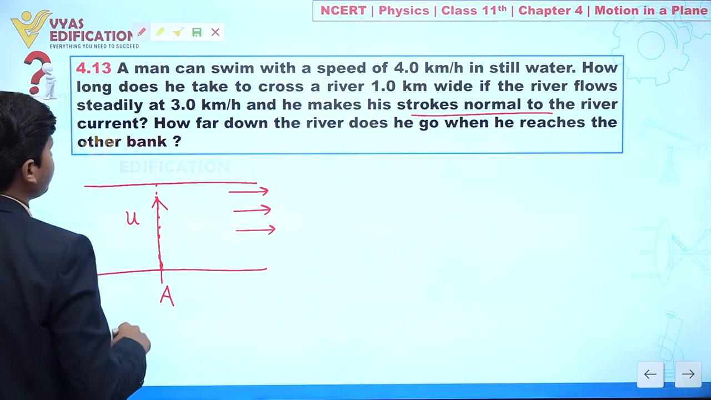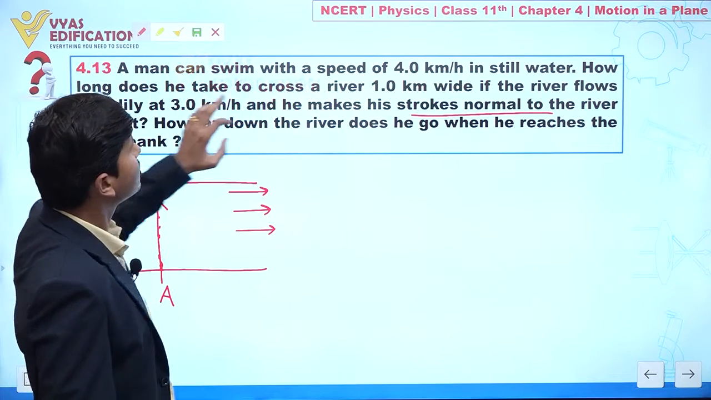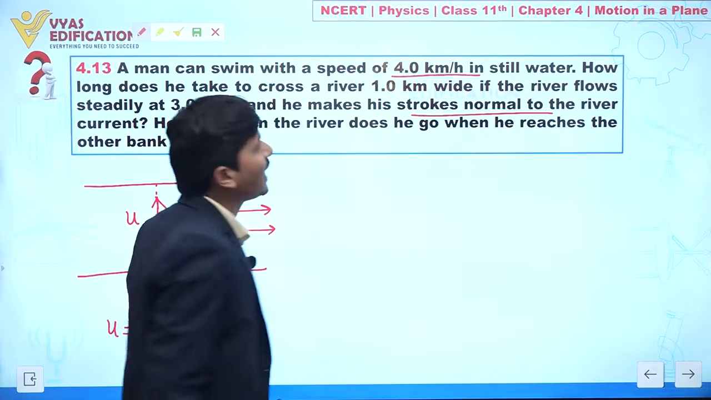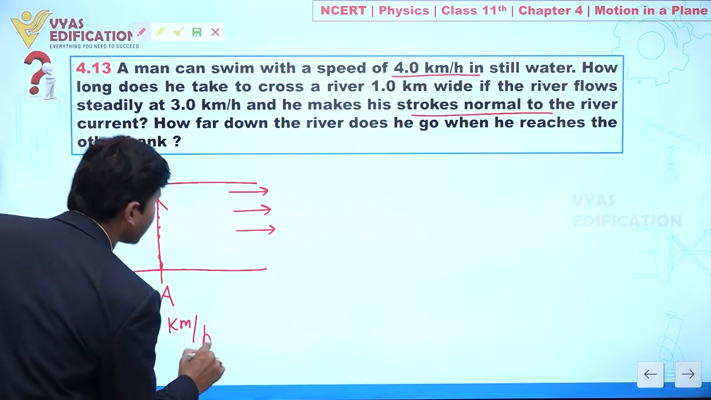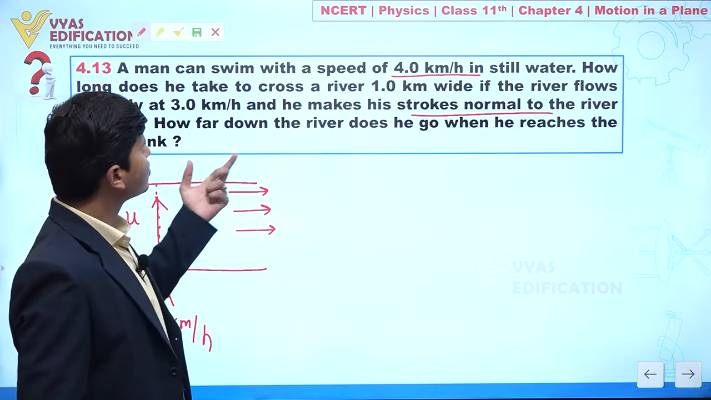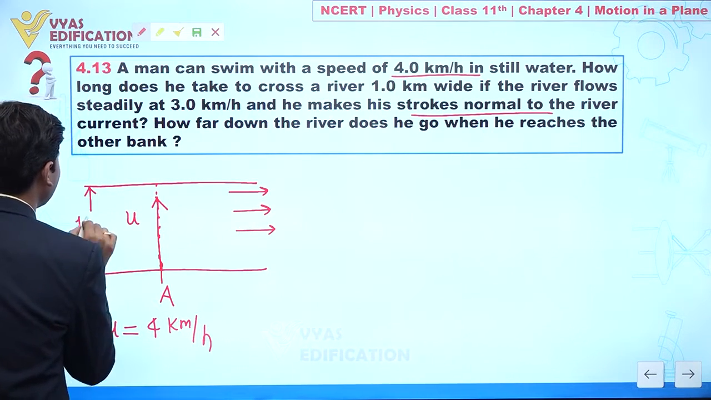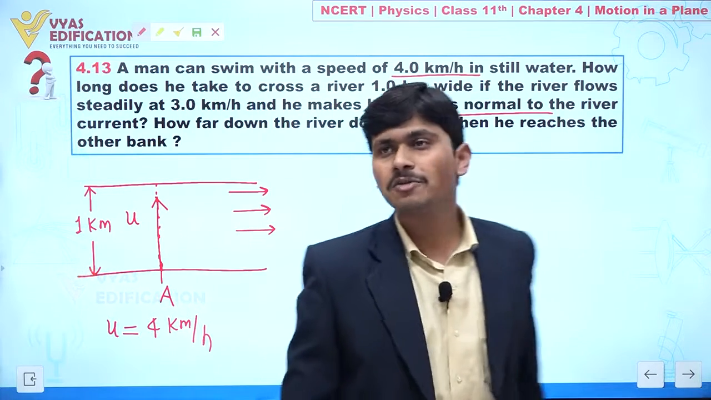It is given to you that the man swims with a speed of 4 km per hour in still water. It means this value is given to you, 4 km per hour. Clear to you? And it is also given the river is 1 km wide. So this is a 1 km wide river. Clear to everyone? This is 1 km wide.